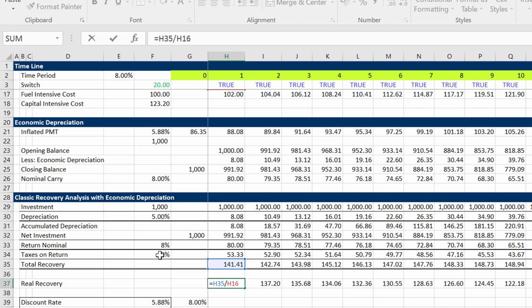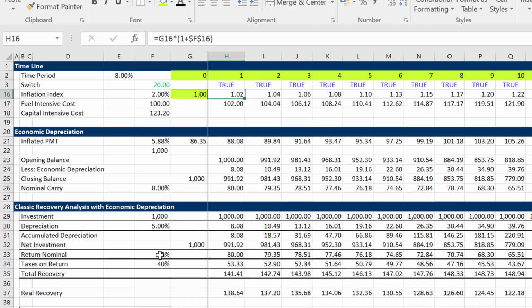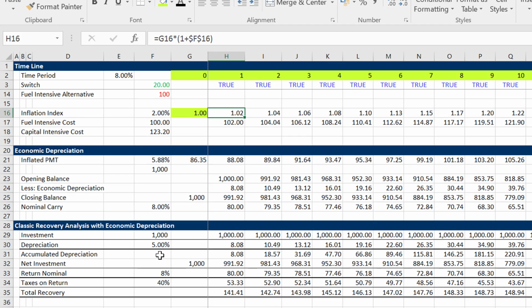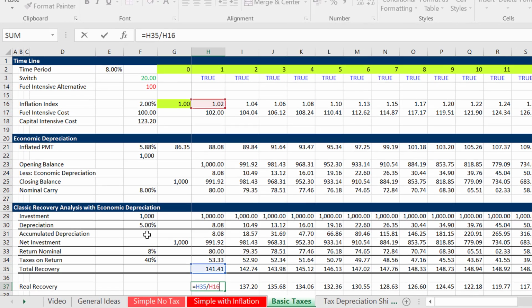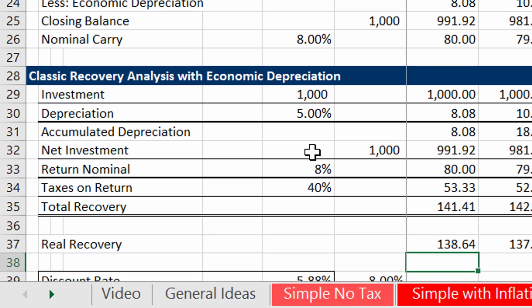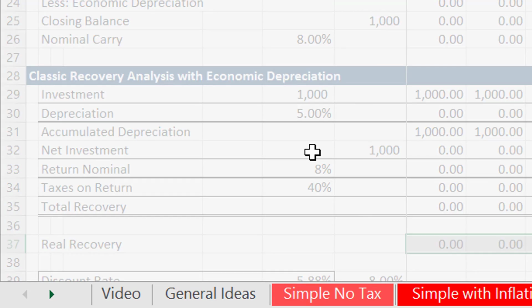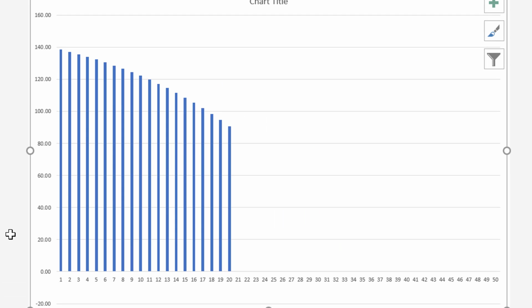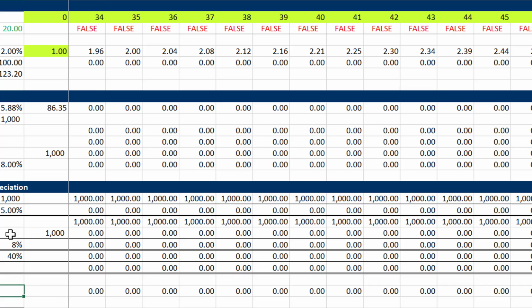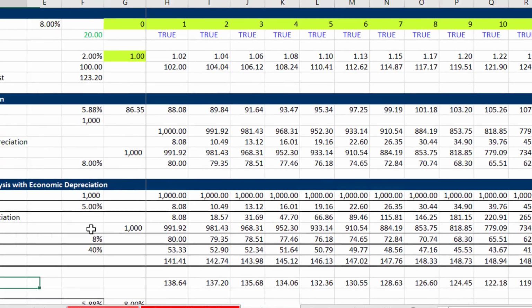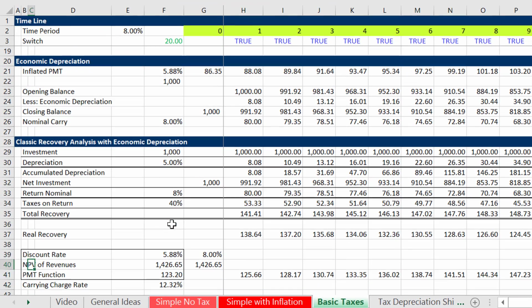And then if we take the inflation rate just up here, here's our inflation index that I left in from the last video, and we take our total recovery and divide it by the inflation index, then you get another kind of funny looking pattern that goes down, the real recovery. You wanted that to stay the same. So now we could levelize that out.